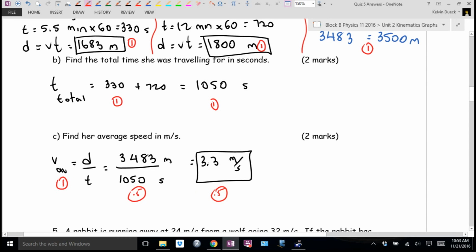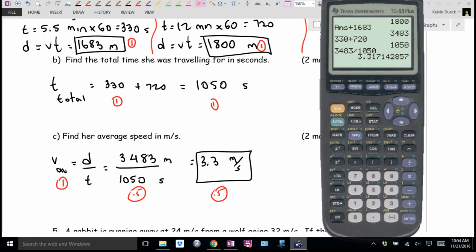Now, look up. If you had this wrong, but you put your answer from right here, there, and you put your answer from right here down there, and you divided, I'll give you 2 out of 2 for this question, even though you got the wrong answer. Your method was totally right. You just started with the wrong data. Yeah. I got 3.317. Yep. I went to 2 sig figs because I'm pretty sure this is a 2 sig fig question.